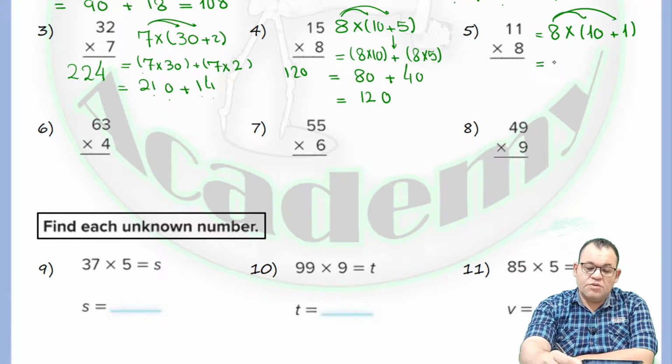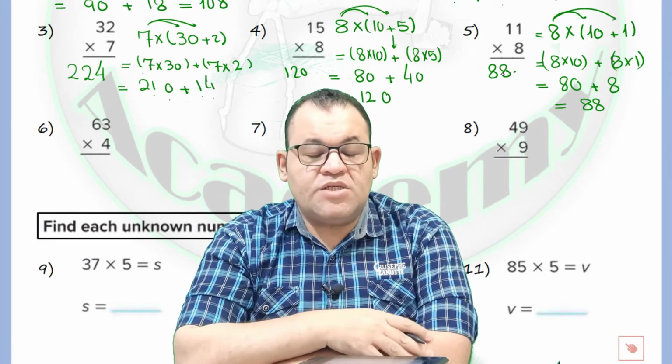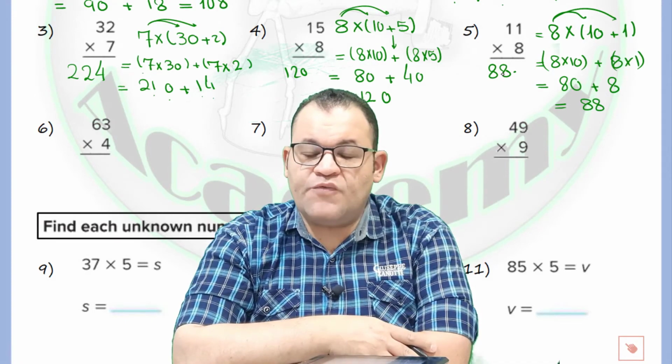So it will be equals 8 multiplied by 10, that will be the first group, plus 8 multiplied by 1. So it will be equals 8 times 10 equals 80, plus 8 times 1 equals 8. So the sum now will be equals 88. So 11 times 8 equals 88. And that's how we can use the distributive property to find the product of any two numbers.